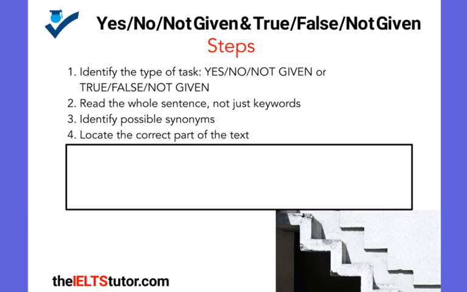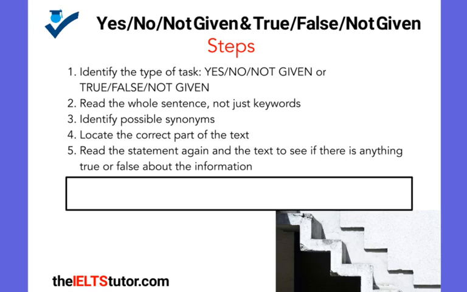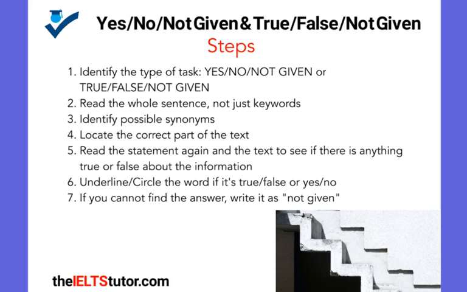Okay, so you need to match the statement with the correct part of the text. And then afterwards, you need to read the statement again and make sure that it's either true, false, or yes or no. Now, you need to bear in mind that the meaning from the statement should match exactly what it says in the text for it to be true or for it to be yes. The meaning should exactly match that. Okay? And afterwards, you could underline or circle the word if it's a true, false, or yes or no answer.